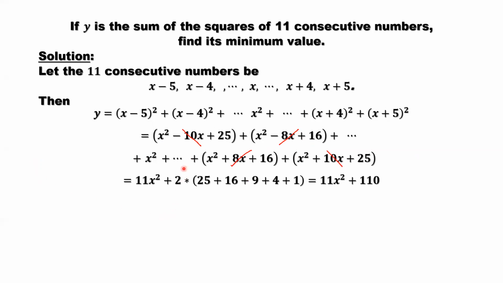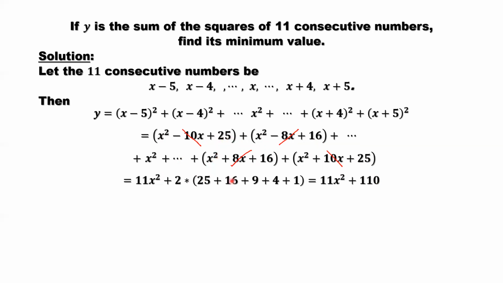So here, just count x squared term. You have 5x squared on the right-hand side, 5x squared on the left-hand side. Total, you have 11x squared. Then you have a positive 25 here. You have positive 25 here. How many? You have 2. The next one is 16. You have 16. 16 is 4 squared. By the way, 25 is 5 squared.